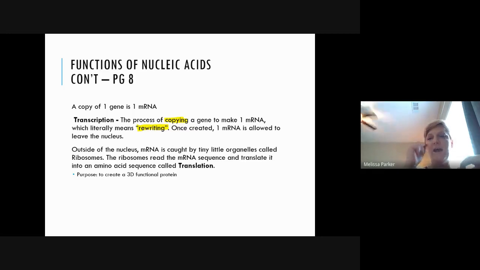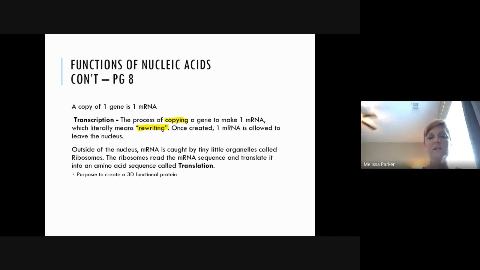Now, if I accidentally rewrite something wrong, or I'm rewriting the material, but I leave something out, I may not have the accurate information when I leave the library. So the same thing here, when we're doing transcription, if our body copies the DNA wrong, then we're gonna take that messenger RNA that has bad information out of the library, and it's going to be inaccurate.